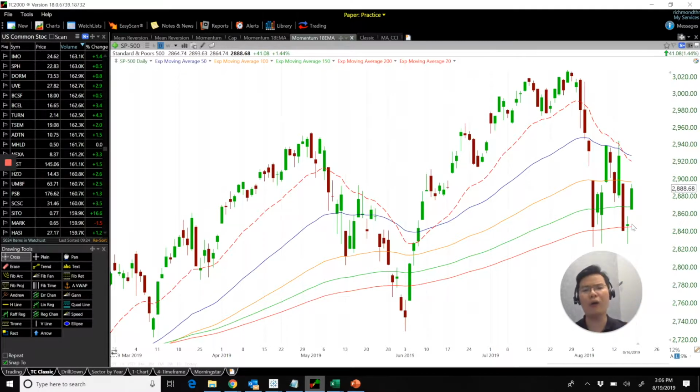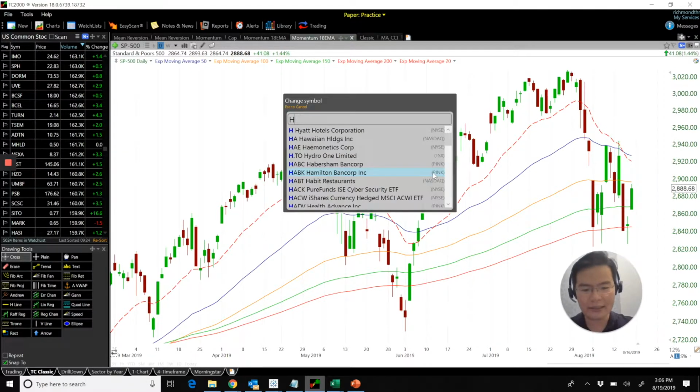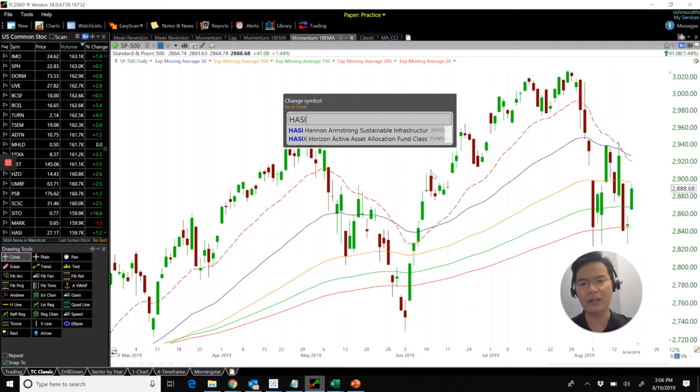But of all, I've scanned through 30, 40 trade setups, there's only one that turns out to be more appealing, right? So that is the one that I'm going to take tonight, and that's the one I'm going to show it to you. So let's look at the chart itself now. So the trade itself is called HASI.